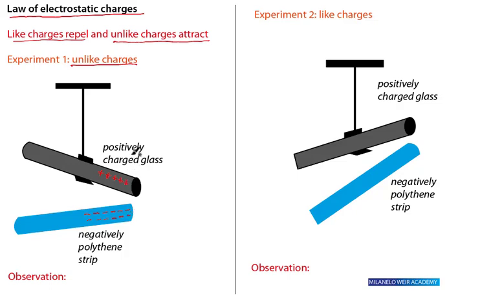So these are different charges. This thing that has been hung is moving towards the negatively charged polythene strip again. So the observation is attraction because they are unlike charges.